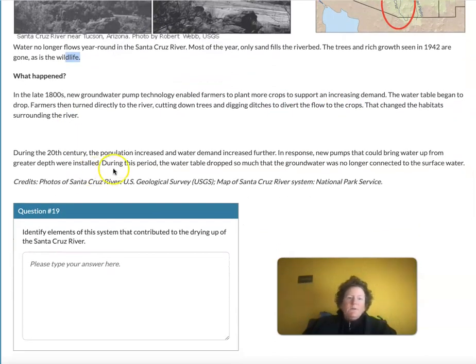During the 20th century, the population increased and the water demand increased further. In response, new pumps that could bring water up from greater depth were installed, so they're pumping even more water and probably lowering that water table even further, because you have to go deeper and deeper to start hitting water. Remember, the water table is the highest point where you hit water when you're trying to drill a well. It's the highest groundwater in an unconfined aquifer. During this period, the water table dropped so much that the groundwater was no longer connected to the surface water.